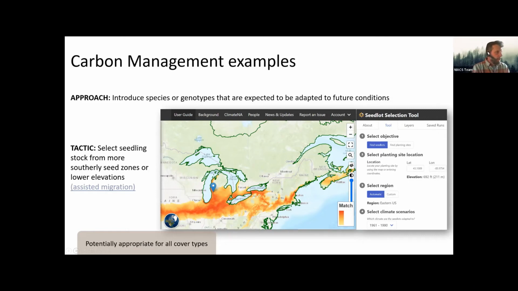And there's a neat tool called the seed lot selection tool that helps guide the sourcing of the planting material, so that you can be thinking about what are the species or genotypes that we can look towards that might be well suited for some of the future conditions that we anticipate on our site. So looking towards more southerly seed zones, or seed zones that are lower in elevation, that might represent climatic conditions that you anticipate in the future.